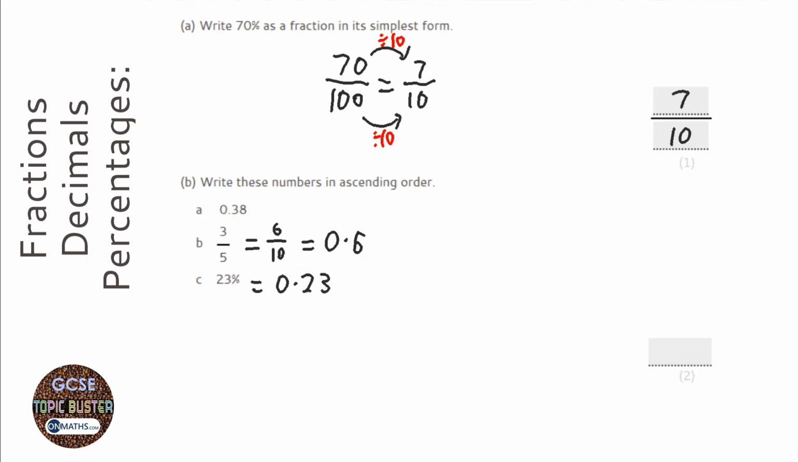Now be careful with this because sometimes when people convert 7% into a decimal, they write 0.7. The 7% would be 0.07.